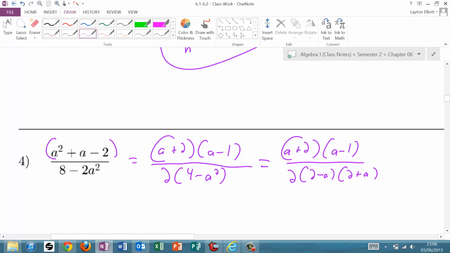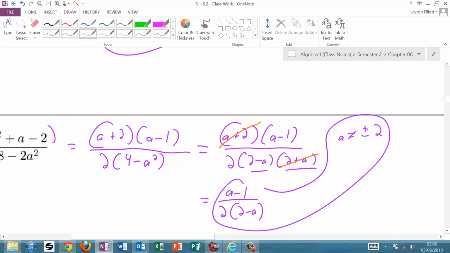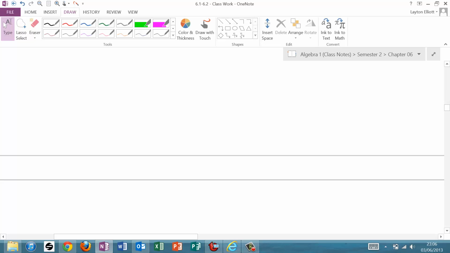State our restrictions before we cancel. I've got a cannot be equal to, if I look at the denominator, plus or minus 2. Then I can cancel. Now, 2 plus a and a plus 2 are actually identical. They're not opposites. They're just in a different order, but it's addition, so it doesn't matter. So my final is a minus 1 over 2 times 2 minus a, with these restrictions from up there. Let's flip it around to the back side.